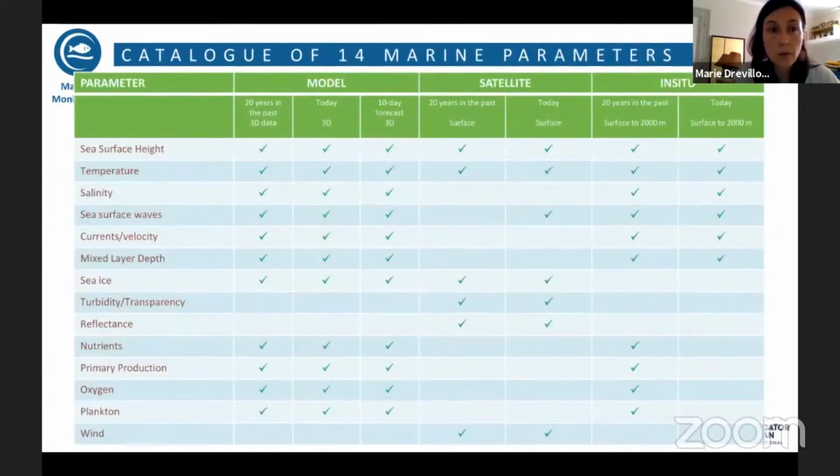On the catalog, there are more than 14 marine parameters. For the blue ocean, the ocean circulation and temperature and salinity, the green ocean, biogeochemistry, and also the white ocean, sea ice, and the wind at the surface of the ocean.